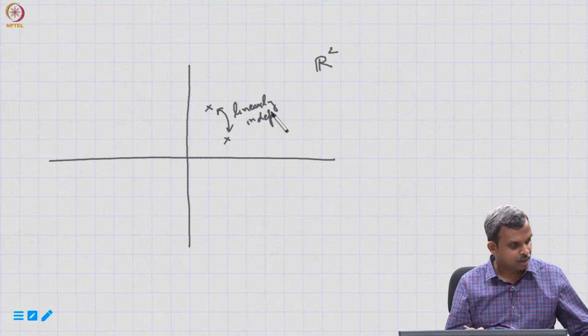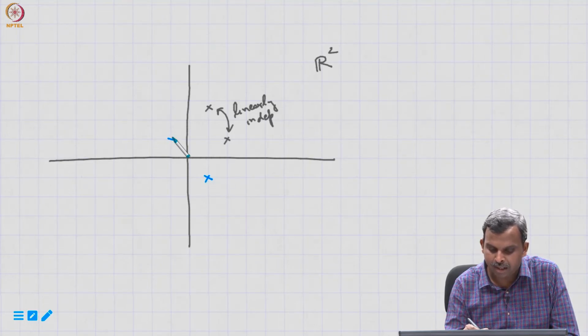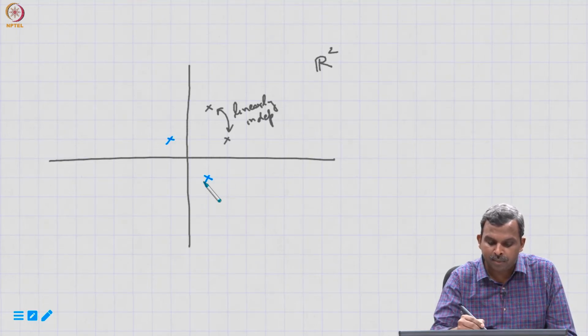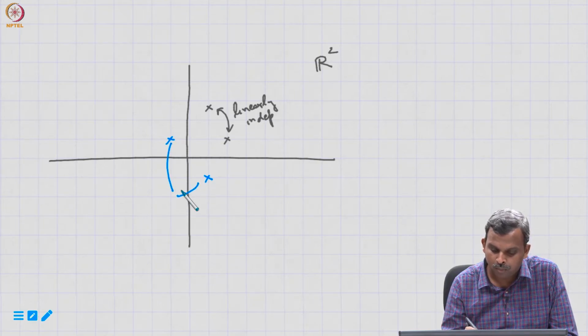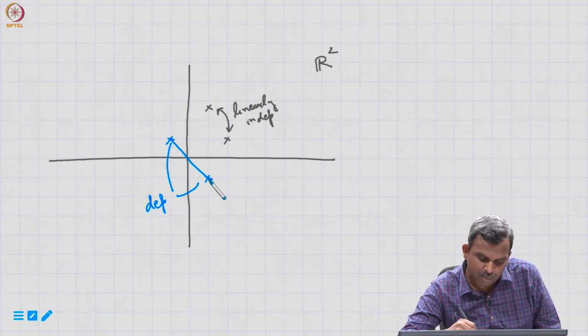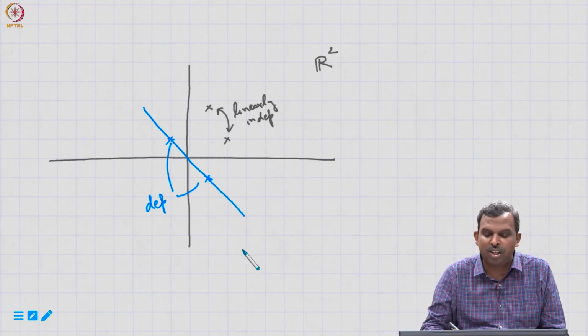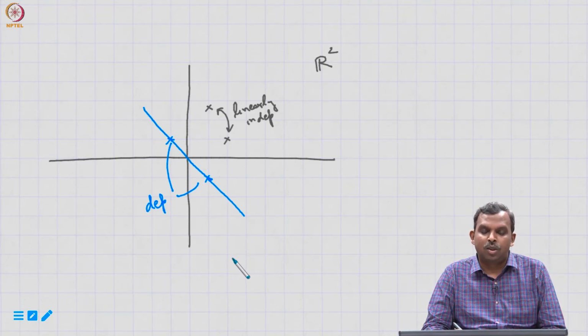So here is an example of linearly dependent vectors. If I have a vector here and a vector here, these are linearly dependent. Why is that? Because there is this line through the origin which connects both of them. So that's the idea. One becomes a multiple of the other. All right, so keep that in mind.